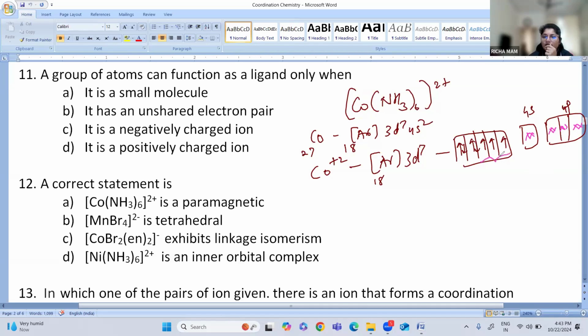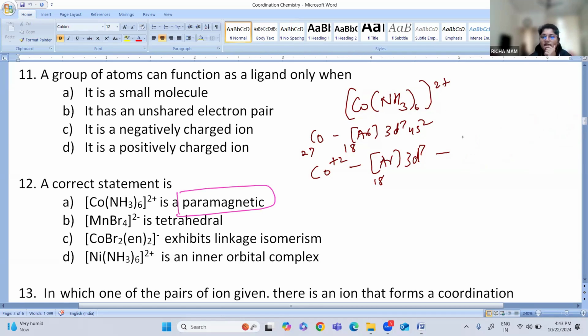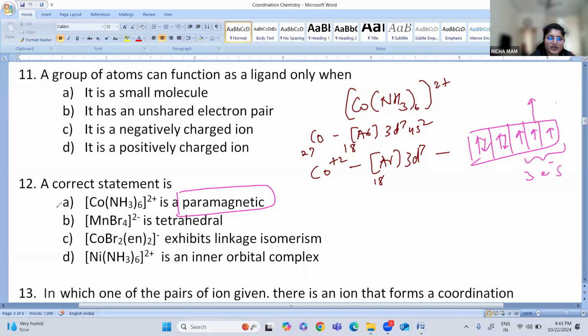So you can see how many unpaired electrons there are? There are 3 unpaired electrons. What do you mean by a paramagnetic complex? A paramagnetic complex means there is an unpaired electron. In the electronic configuration 3d7 of cobalt in this complex, there are 3 unpaired electrons. Thus, it will give rise to paramagnetism. So options A and B both are correct. I hope you have got it. Is it clear?